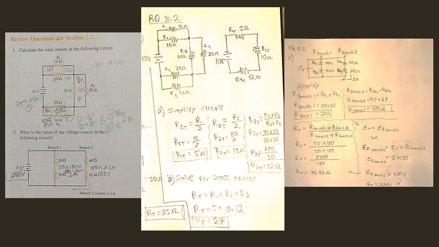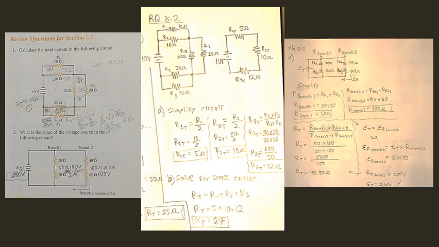Question number 2, what is the value of the voltage source in the following circuit? So we're given a circuit without a voltage source, and we want to find out what that is. It's a 2-branch circuit with 2 resistors on each of the branches of a parallel circuit. So we want to simplify each branch first. So we have the resistance at branch 1 and the resistance at branch 2, and we want to know what those are.